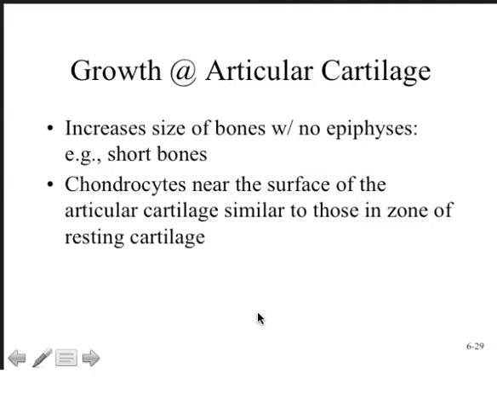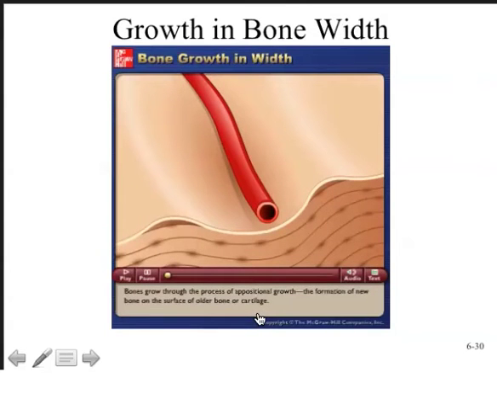One of the hallmarks of osteoarthritis is that it usually presents early in the weight-bearing joints, so the hips, the knees, and the ankles often suffer first, and it's exacerbated by conditions such as obesity and pregnancy. Now, the next thing that we want to look at is appositional growth. This is growth in bone width. So just take a peek at this video.